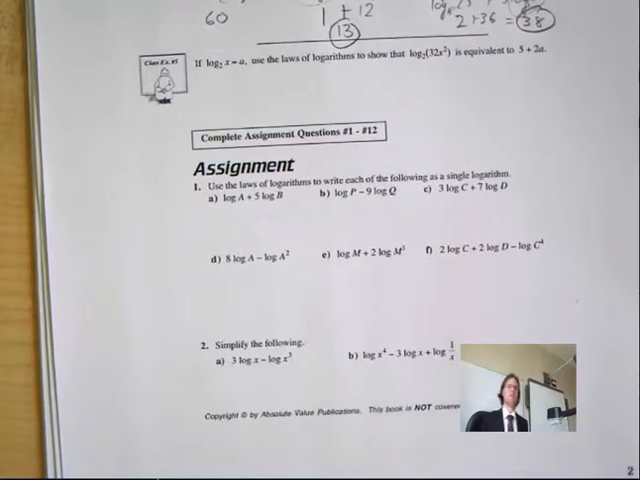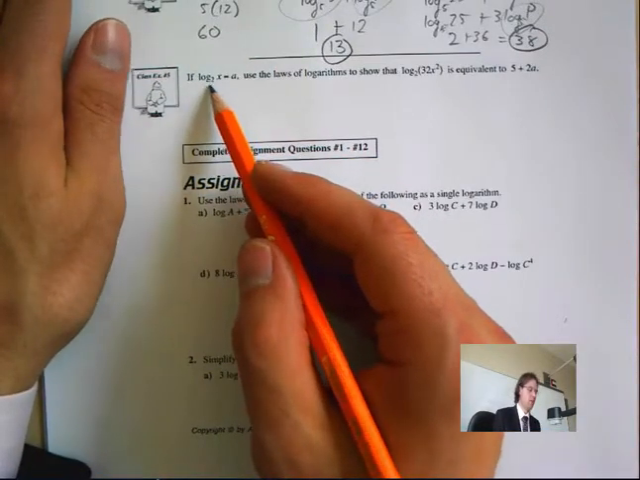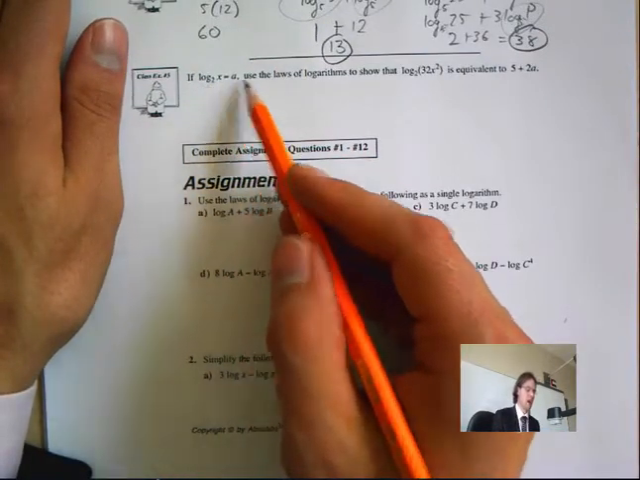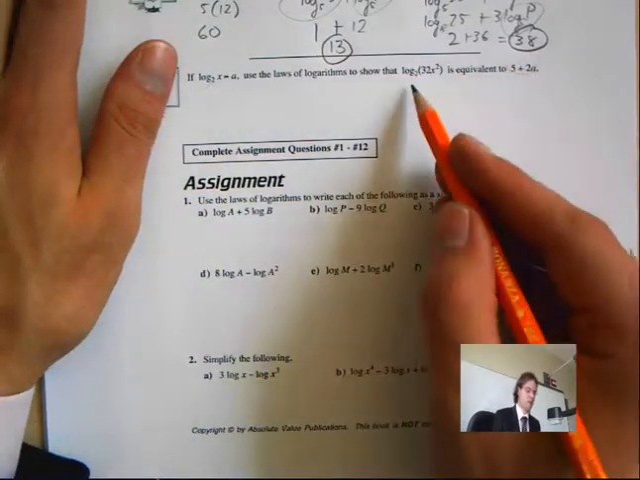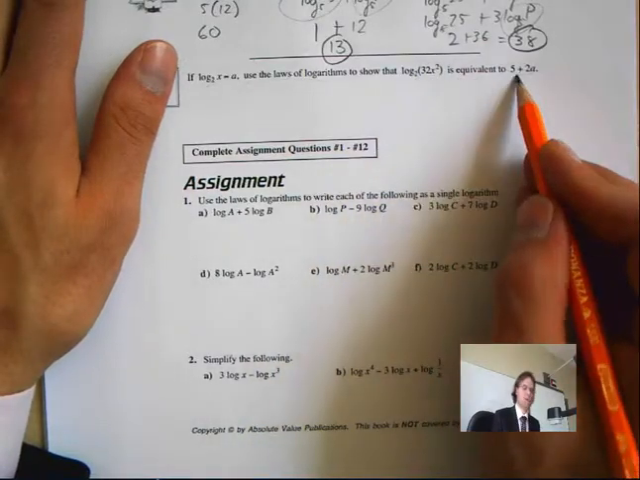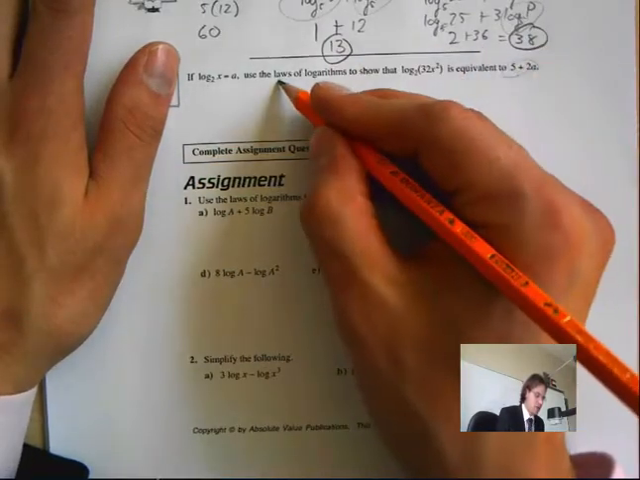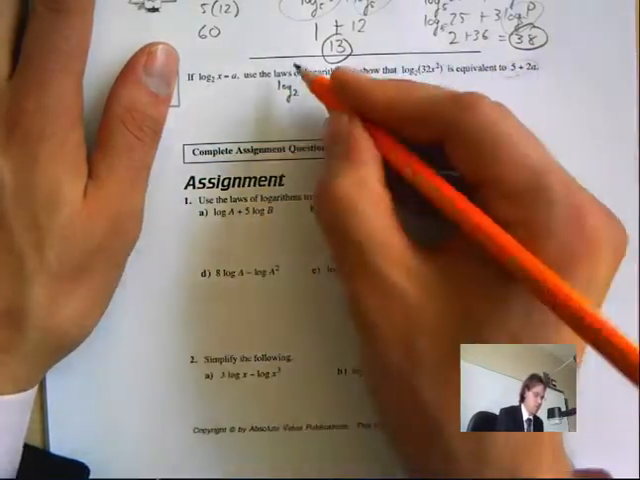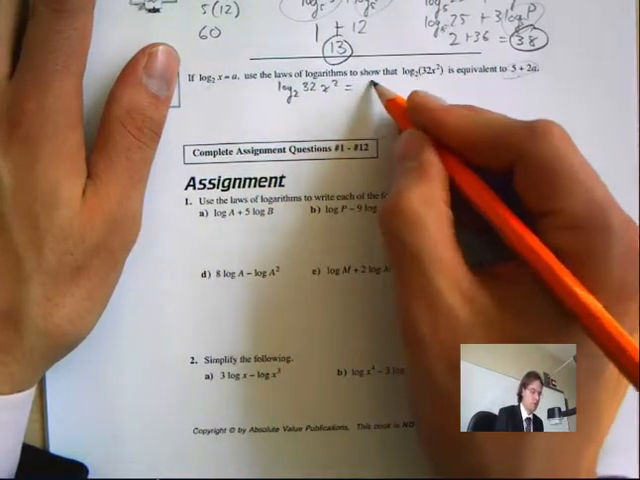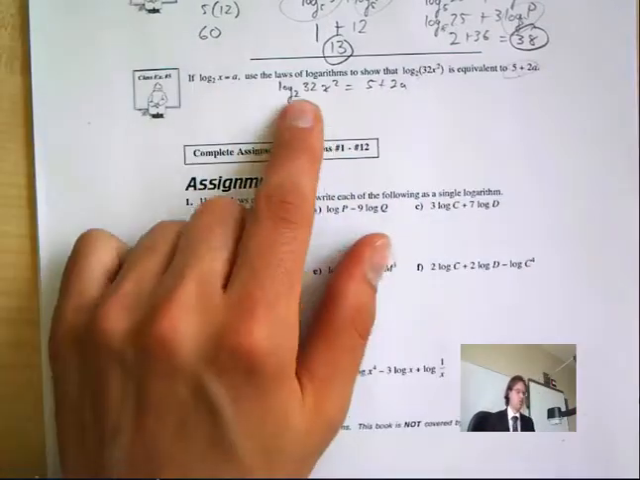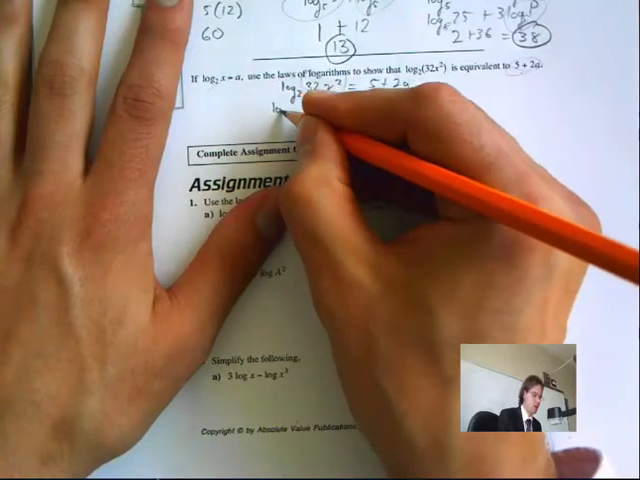Okay? Now our very last question says, if log base 2 of x is equal to a, use the law of logs to show that this is equivalent to that. Alright, so we want to show that this here is equivalent to this. Alright, so I'm going to first write this out. Log 2 of 32x squared is equal to 5 plus 2a. Well, first thing we're going to do is separate this. I have a multiplication there, so I'm going to separate. And it's in base 2.